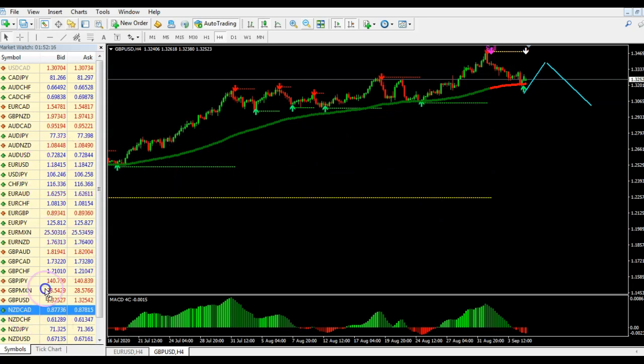CAD CAD is another pair that I'd like to show you.